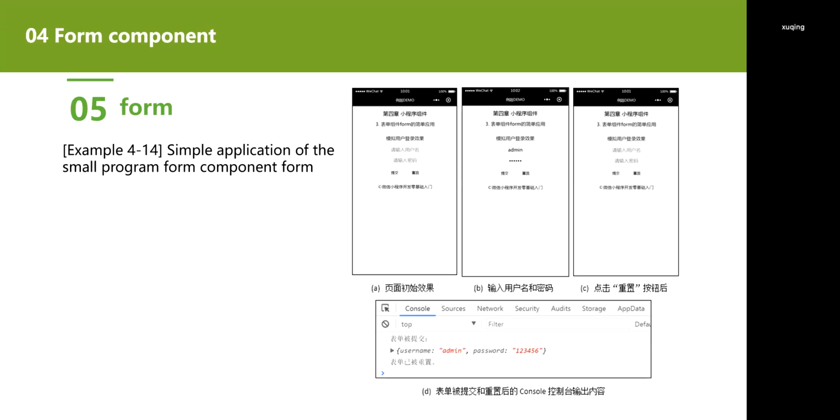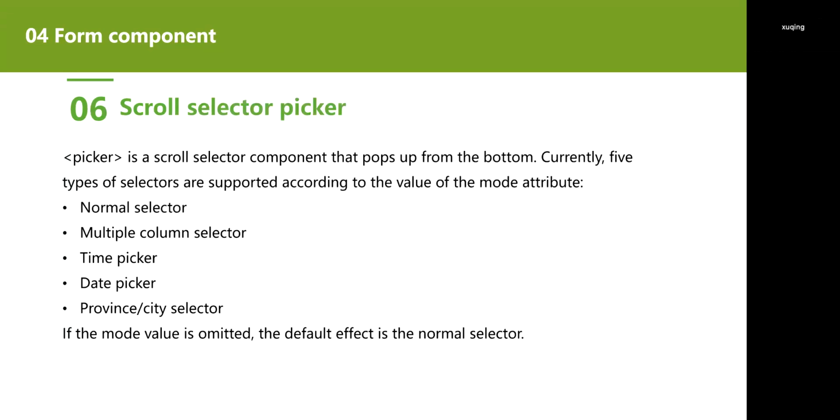Okay, so we'll continue to see another component, which is the scroll selector picker. It is a scroll selector component that pops up from the bottom. Currently, we have 5 types of selectors, supported according to the value of the mode attribute. We have these 5 values for the mode attribute.